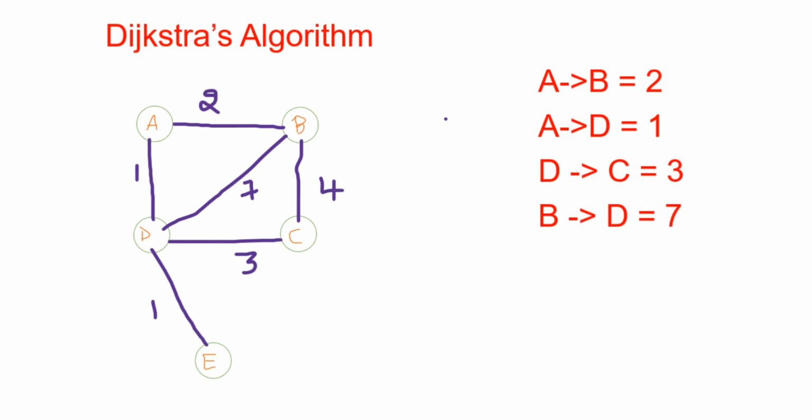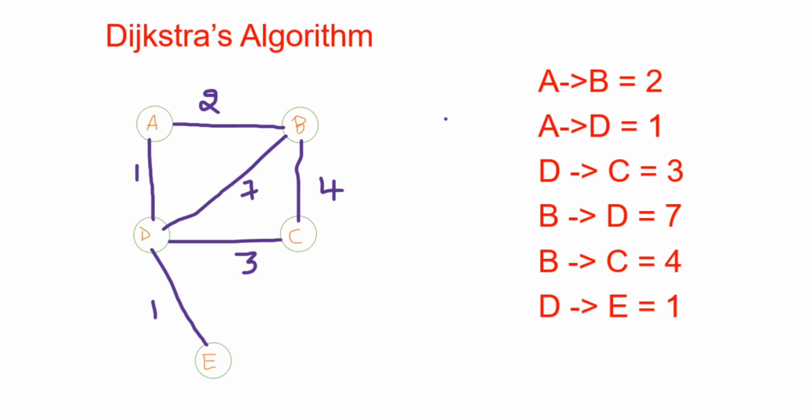Next, B to C is 4. D to E is equal to 1. This is the given graph.